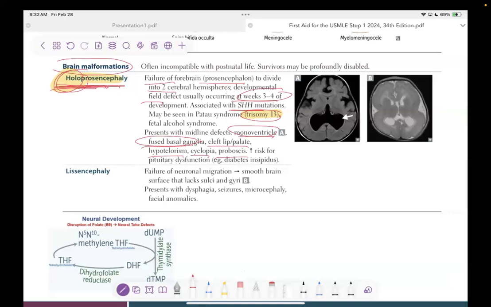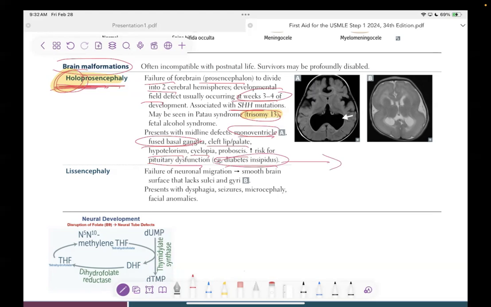Whenever you see a baby that has one eye in the forehead, you know that this is a midline defect. It should be associated with holoprosencephaly. And of course, when the brain is not properly made, there will be pituitary dysfunction, and the patient will have diabetes insipidus. What is diabetes insipidus?